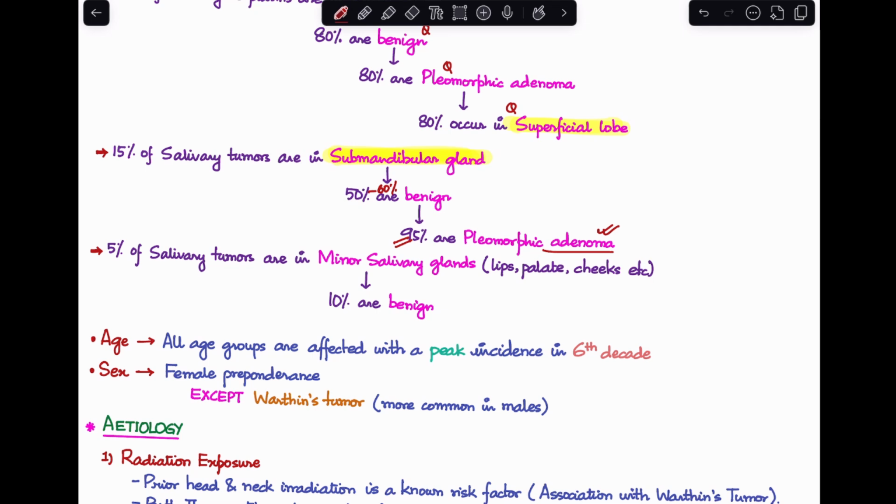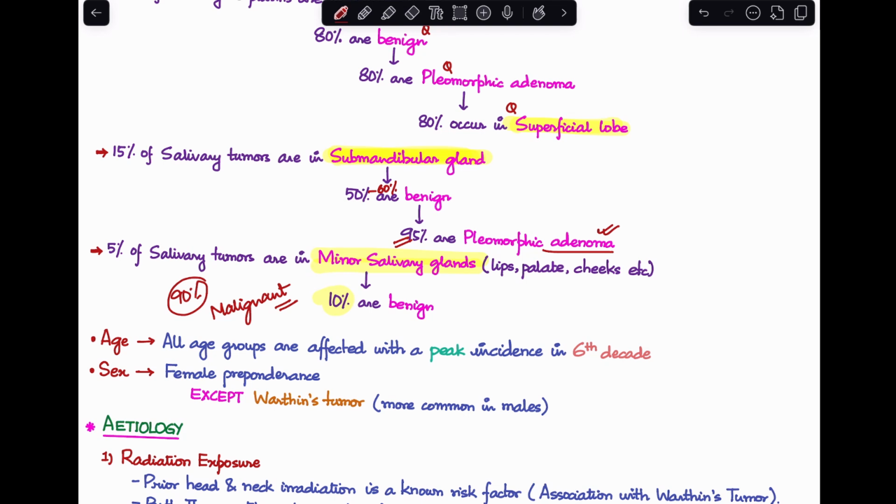Next, 5% of salivary gland tumors involve the minor salivary glands. These minor salivary glands can be in the lips, palate, cheek, etc. And out of these, only 10% are benign. This is important: we know that 90% of minor salivary gland tumors are actually malignant. So that would be a cause for worry if you see a patient who has a tumor of the minor salivary gland. Whereas if a patient comes to you with a tumor of the parotid gland, there are more chances of it being benign rather than malignant. So that's all about the incidence of the different tumors.